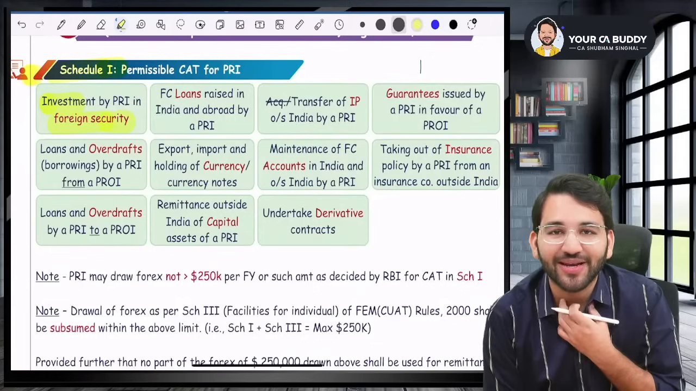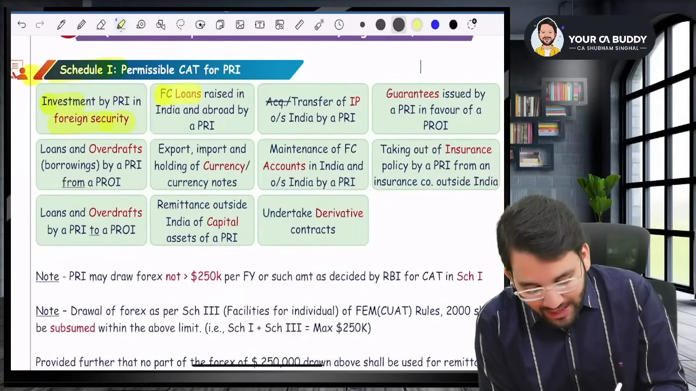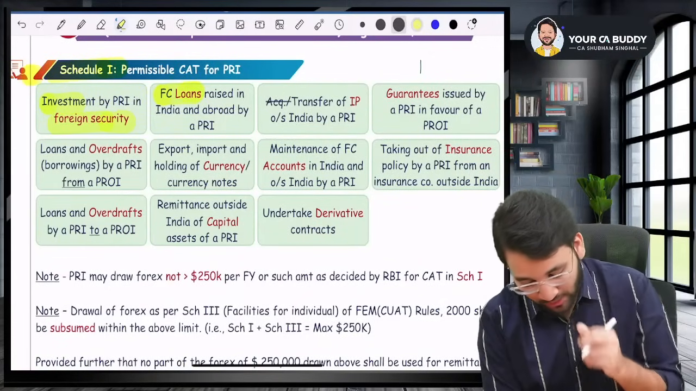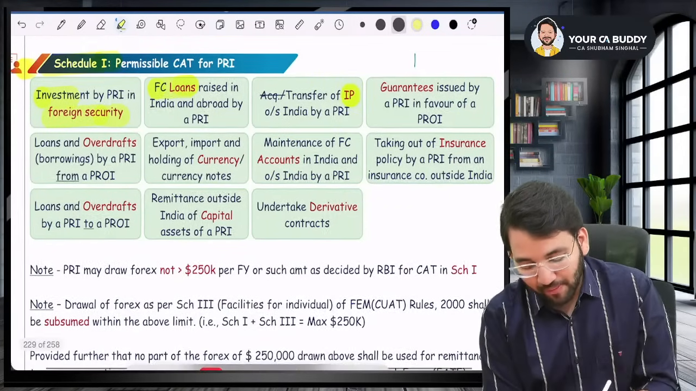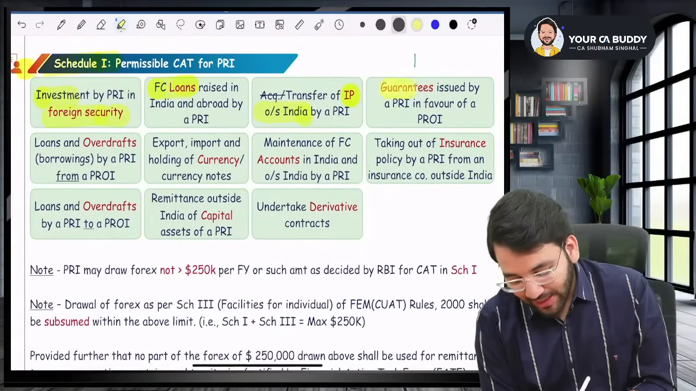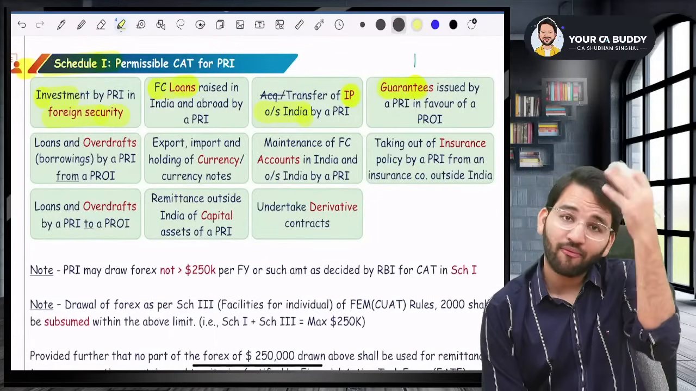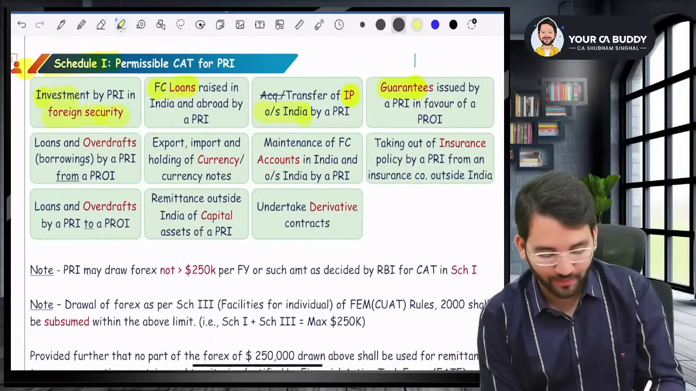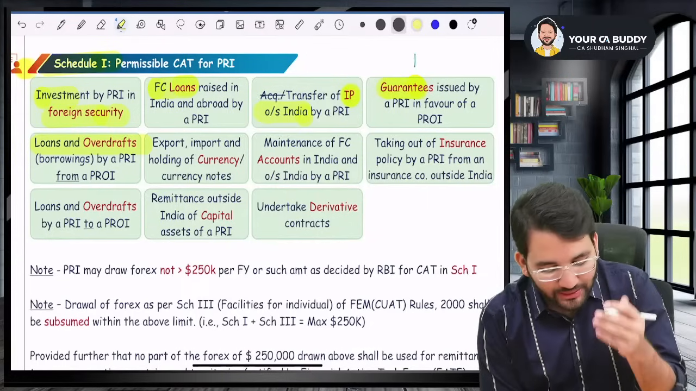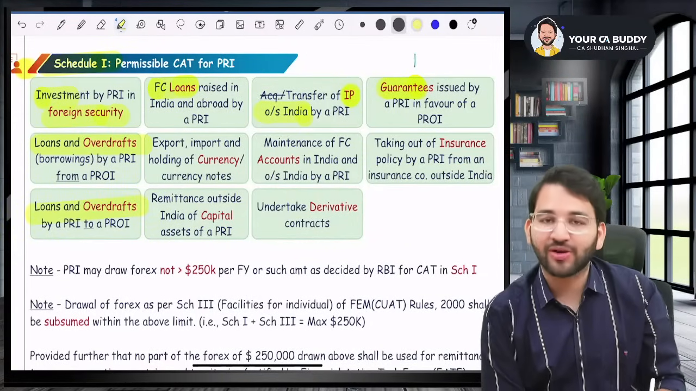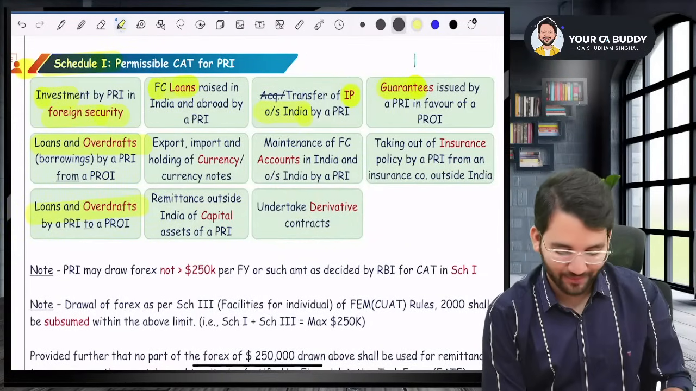You can purchase shares of any companies outside India. You can take foreign currency loans if you want. You can have any immovable property outside India. Sir, you can give guarantees for outsiders. You can take loans and overdrafts. You can give loans and overdrafts. You can take loans. You can give loans.